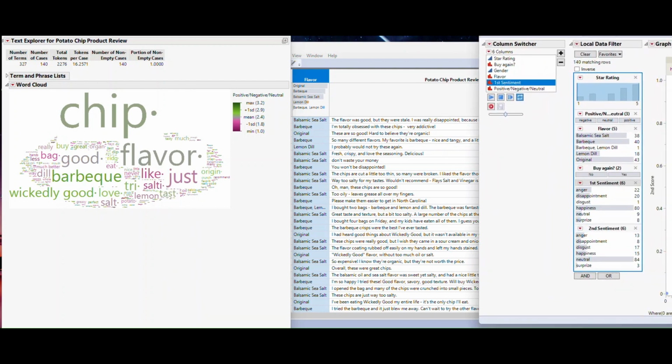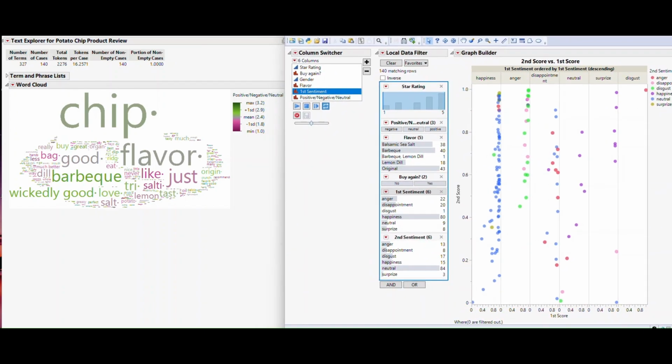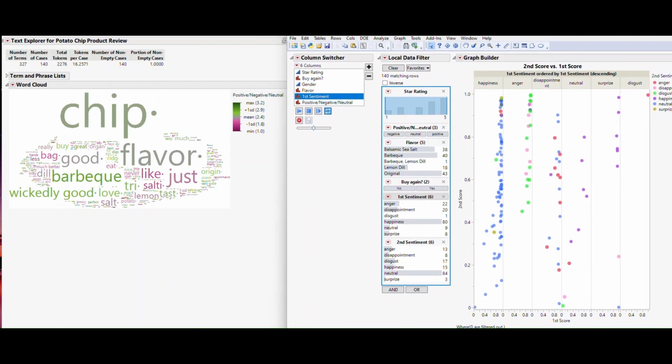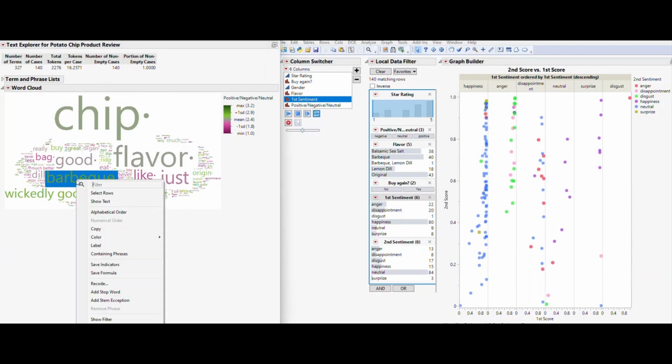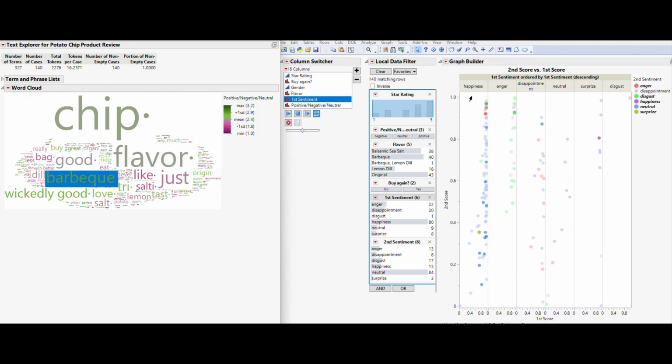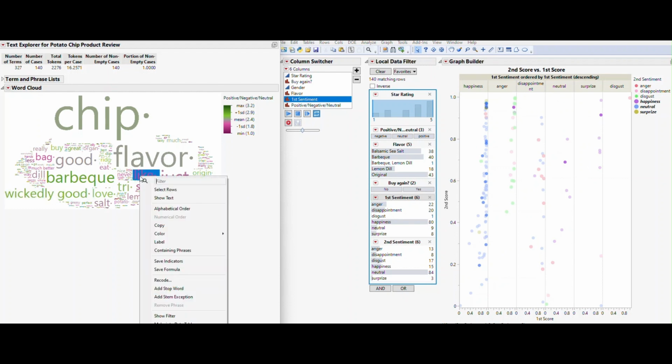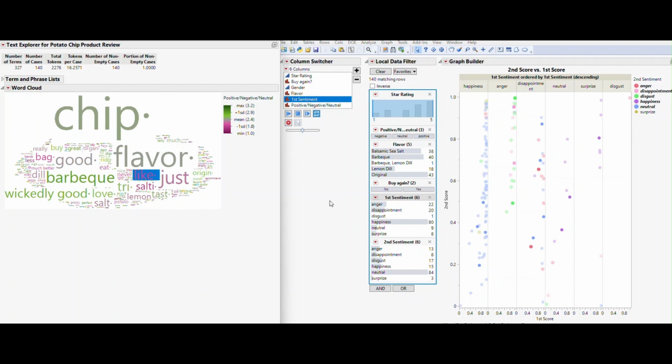We can quickly confirm this with the graph builder. Looking at the sentiments associated with barbecue. Almost all happiness. Just one mark in any of the other emotions. Wickedly good has a similar story. Like, on the other hand, has quite a mixed bag. A few in happiness, but much more in anger and disappointment.